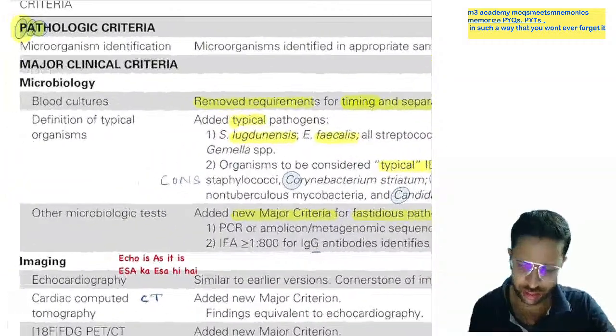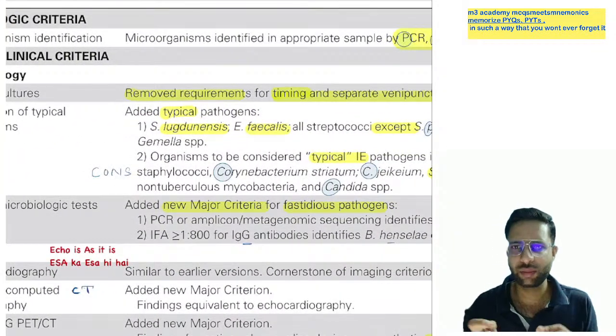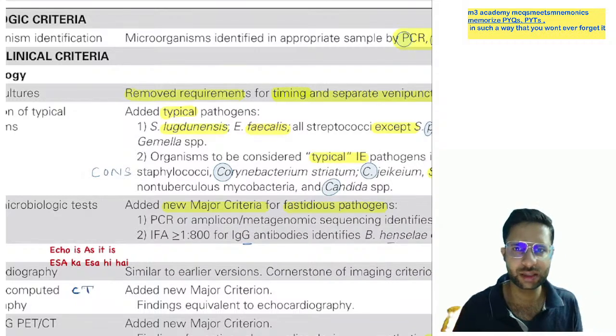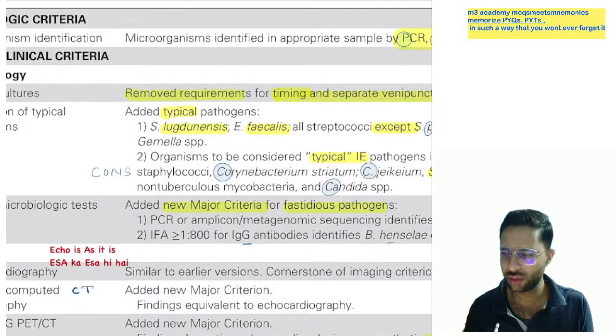Now the definition of typical and atypical organisms. The organisms commonly causing infective endocarditis are typical; those rarely causing it are atypical. For common organisms, more than two blood cultures; for rare ones, more than three blood cultures. Commonly means more frequent, so use the smaller number: more than two blood cultures. Rarely means less frequent, so use the bigger number: more than three blood cultures.